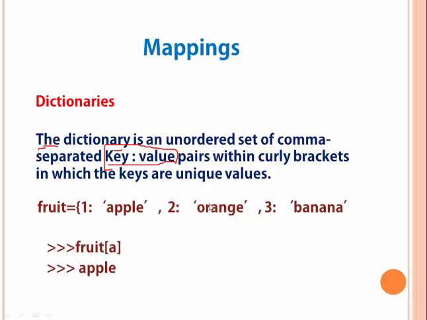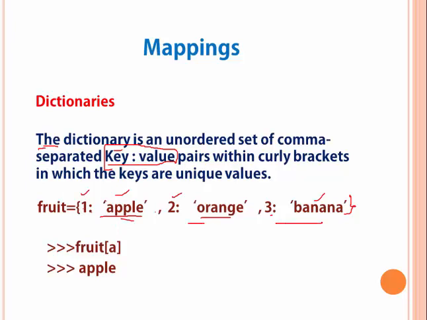Here we'll see the example, not a complete one. Key 1 is a key, here is a colon, and this we call the value. So the value for the key 1 is apple. Then comma, this is the second key and the value assigned to it is orange. And this is the third key and the value assigned to it is banana. So these 1, 2, 3 are keys and apple, orange and banana are values.